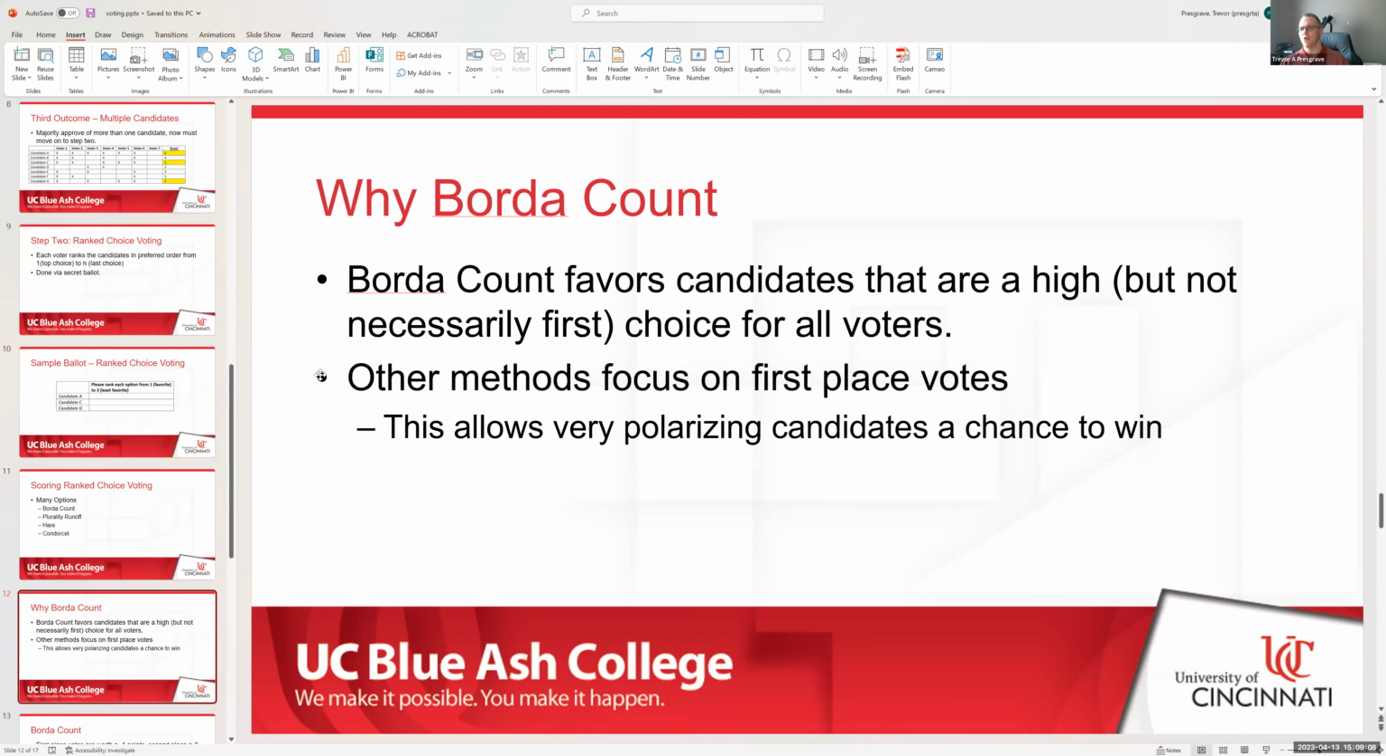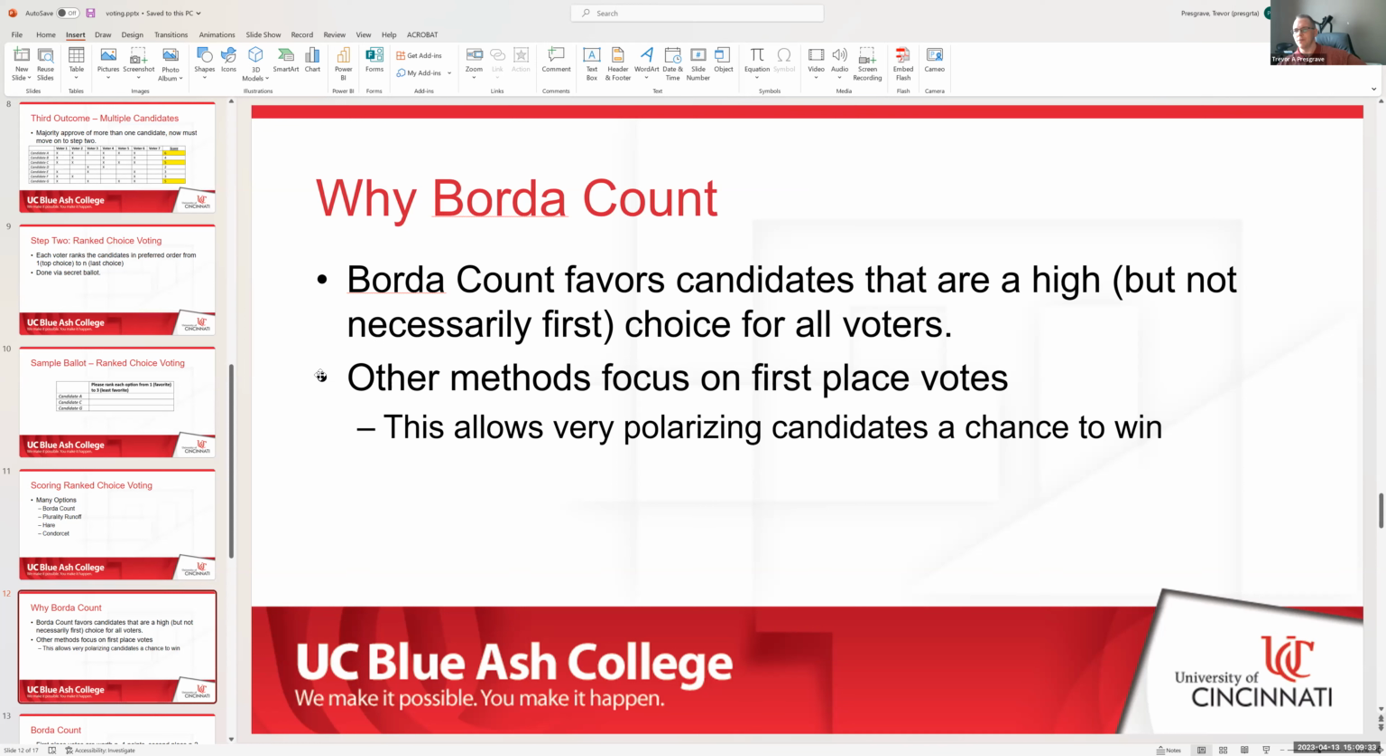Some of the counting methods focus mostly on first place votes. And that would allow for someone who's a very polarizing candidate, like 51% of the department love this candidate, 49% absolutely hate them. Some of the methods would allow that polarizing candidate to win. With the Borda count, it would tend to favor someone who's maybe like second place across all members of the committee.